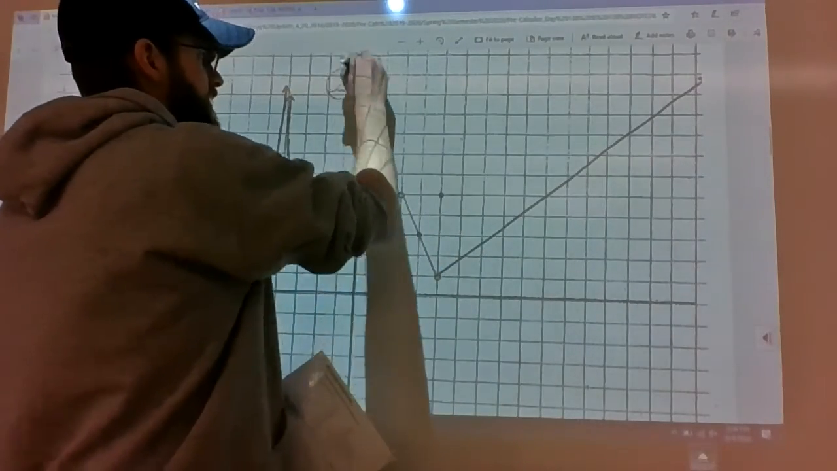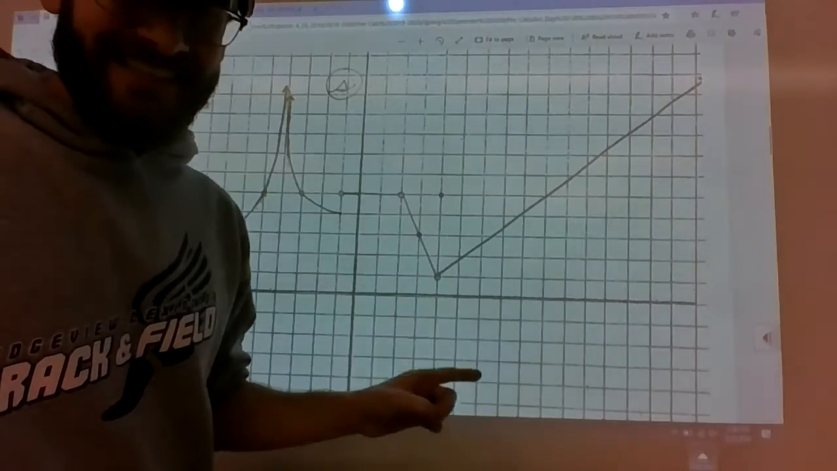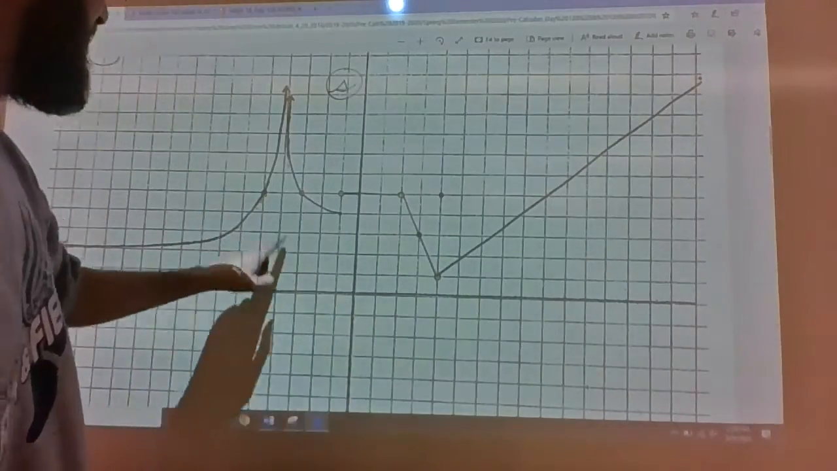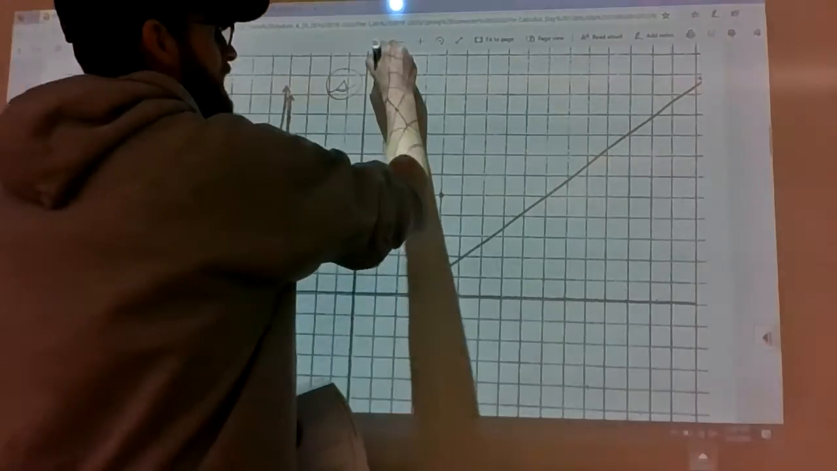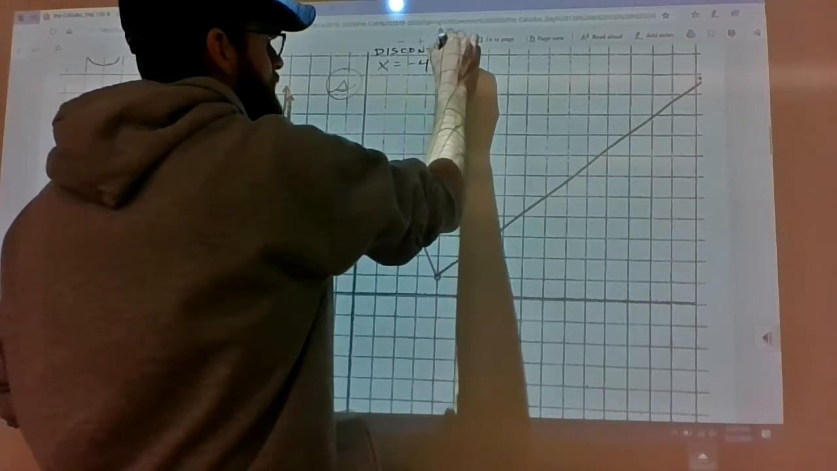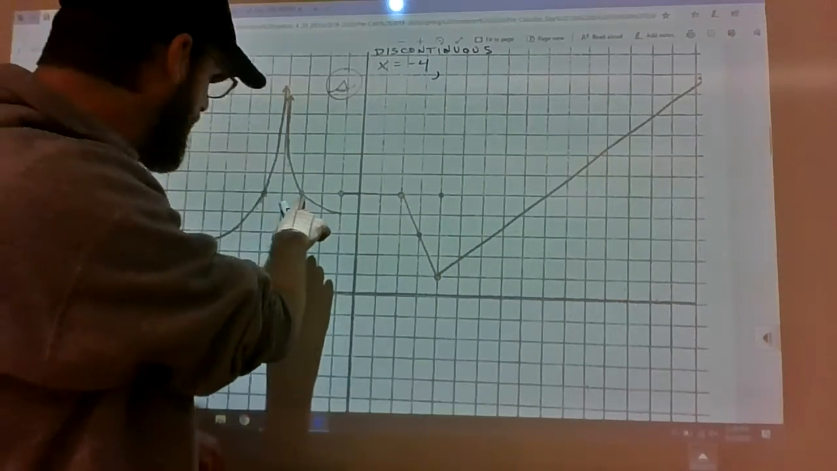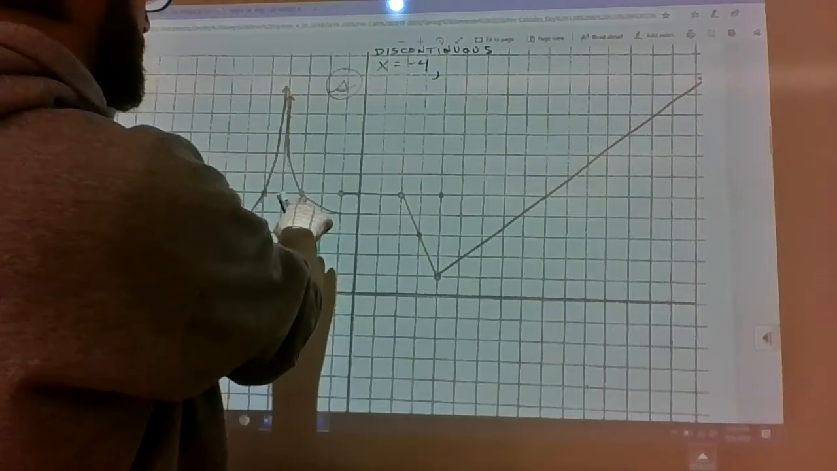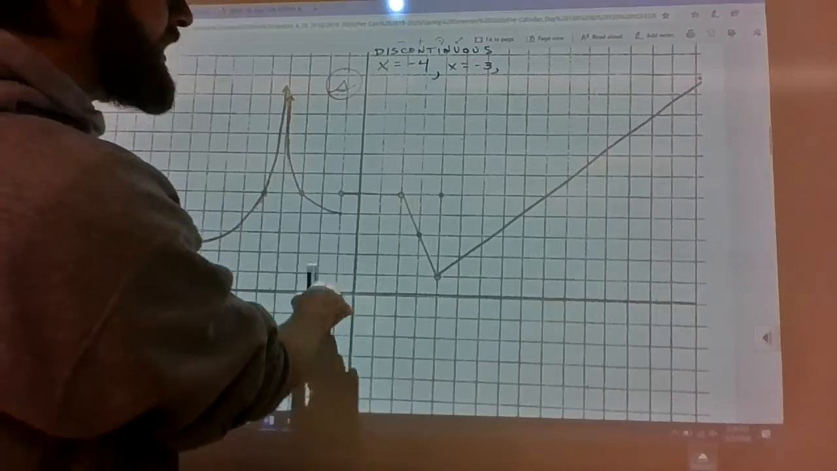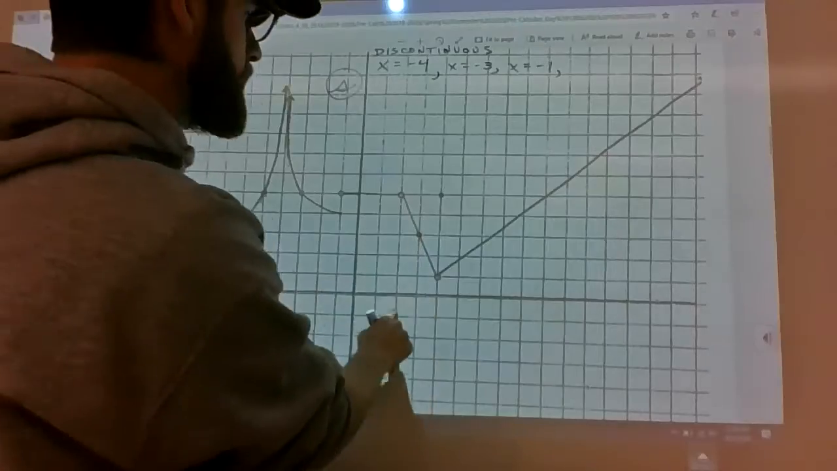So, S. Let's first determine the spots where we have discontinuities. At x equals negative 4, it is discontinuous. I also see a hole in the graph at negative 3. There's definitely a break right here at negative 1. There's another one at 2.